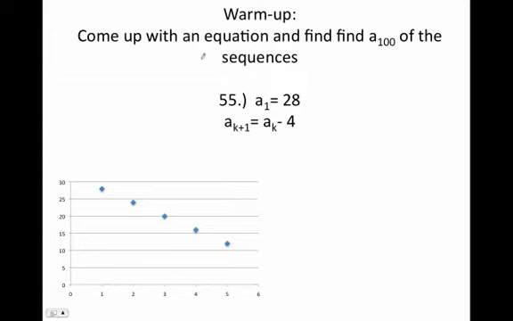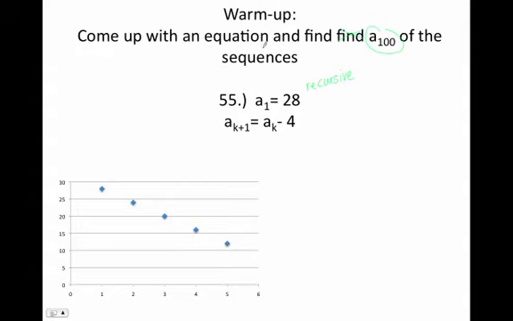So this is a warm-up. This is actually kind of based off of one of the problems that you had in your last homework set, by asking you to come up with an equation and then find a sub 100 of the sequence. If I gave you this down here, what you could identify this as is recursive. And then what do we really want to do with it? Well, I want you to come up with an equation and then therefore find this a sub 100.